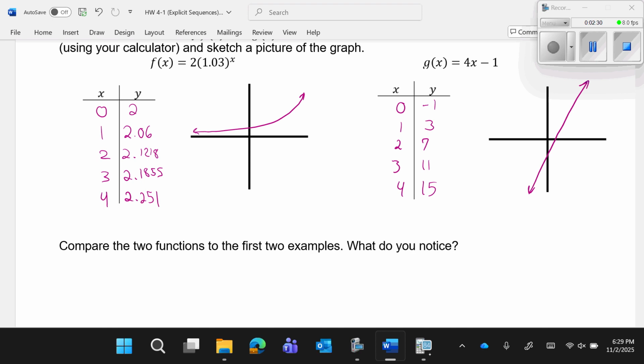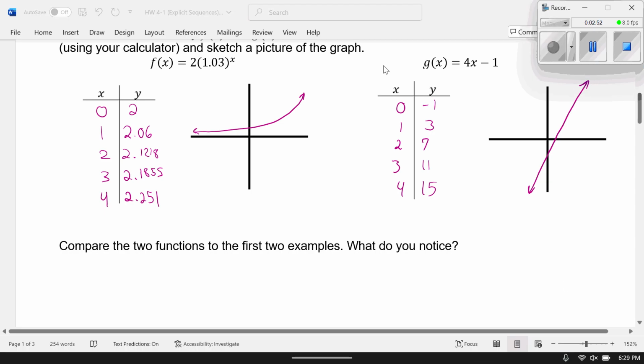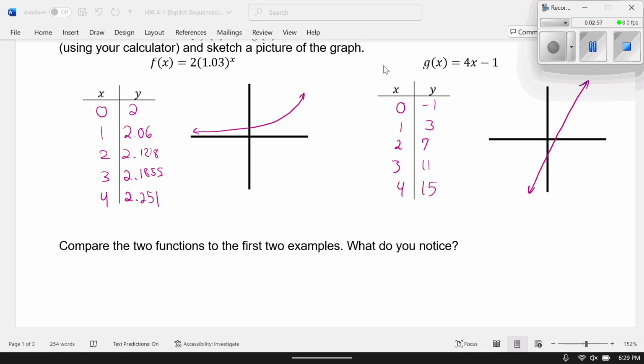Now compare the two functions to the first two examples on your homework page that you should have done before this video. And what do you actually notice? Because they do resemble what you did previously. And maybe you'll notice that you're getting some of the same answers for both of them. Because our goal is to compare sequences to functions. So on the left-hand side, what resembled your first homework question?